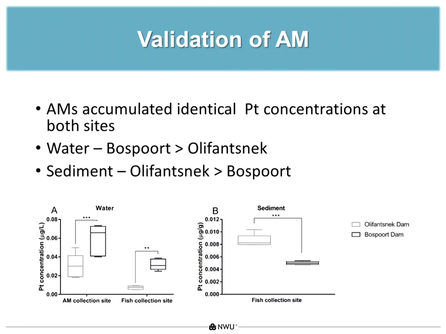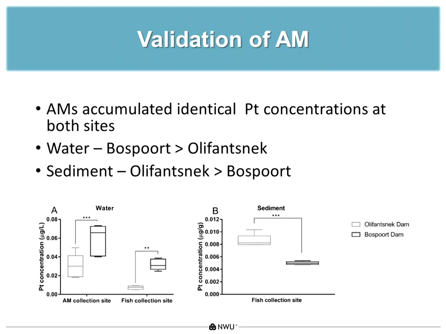The main purpose of the field survey was to determine the efficiency of the AMs to accumulate platinum under field conditions in comparison to living test organisms. The AMs took up platinum at both sampling sites. However, platinum concentrations of the AMs from the two impoundments were identical, even though the two selected sampling sites for this fieldwork differed significantly in the water and the sediment. Bospoort Dam showed higher platinum concentration in the water than Olifantsnek Dam, whereas the sediment demonstrated an opposite pattern. This could be explained by the different sources of platinum in the two impoundments.